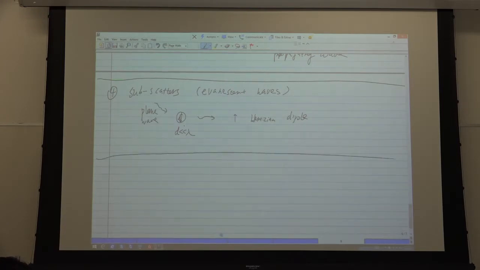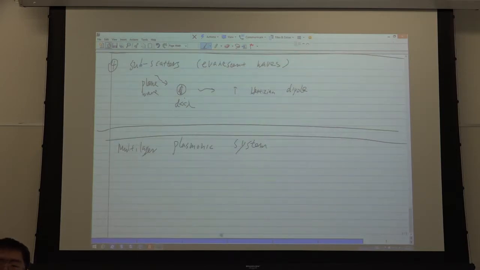Now we talk about the multilayer plasmonic system. Initially, we only studied air-metal two-layer structures. Here we study a three-layer structure. If the metal is very thin, this is metal, and this is dielectric, this is dielectric. So what happens? At this interface, there is a surface plasmon mode.